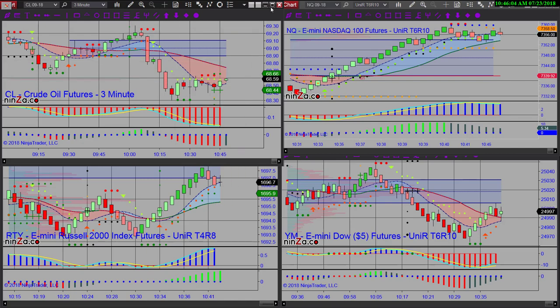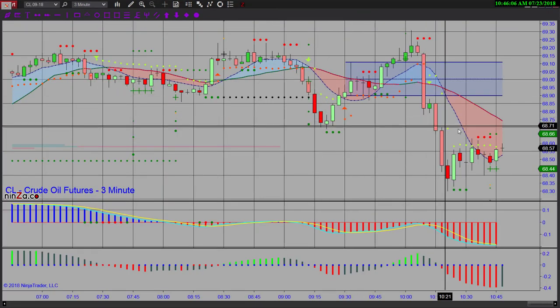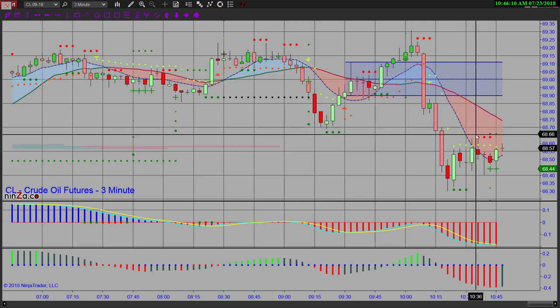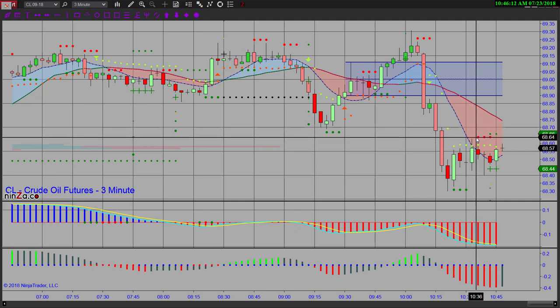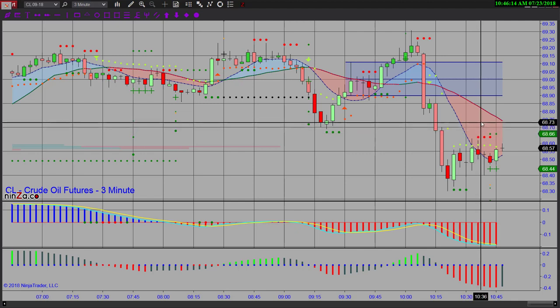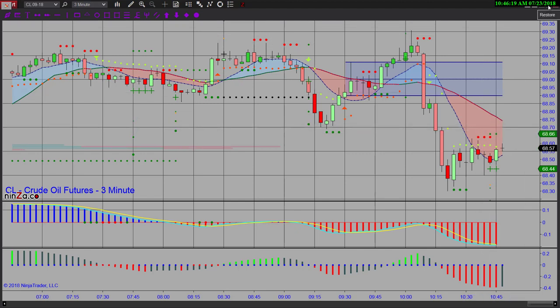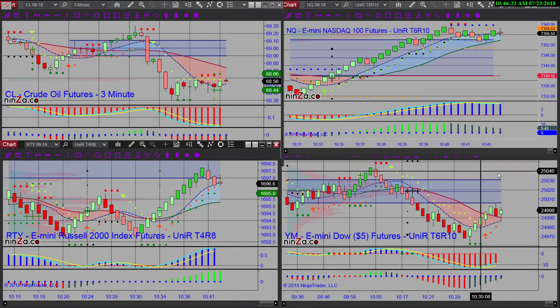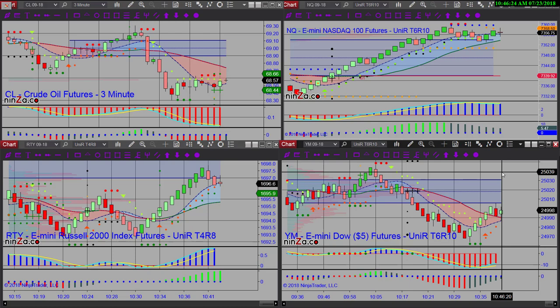All right, crude oil. For those who are adventurous, this one looks like it's setting up for a long somewhere over about 68, 64. But it'd be a counter trend trade. Probably only a scalp for about 10, maybe 15 ticks. But each tick is $10.